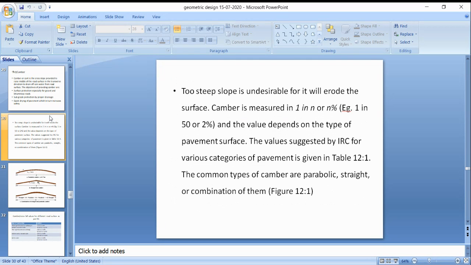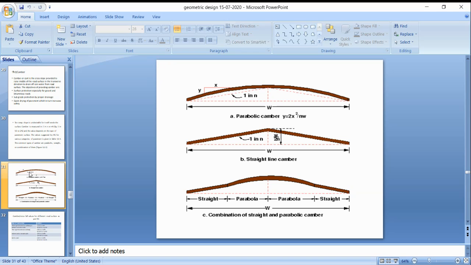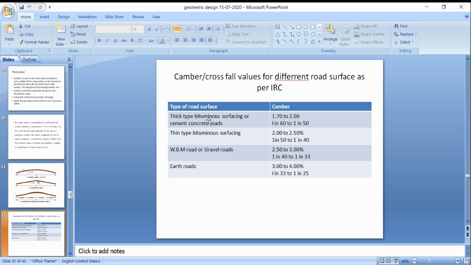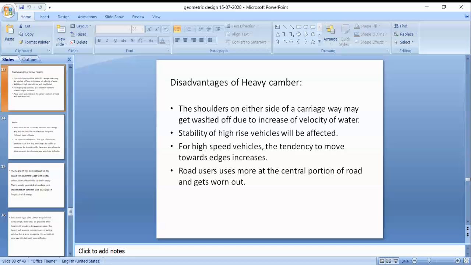At the center we are providing the alignment, the center line. The rise of the center of the carriageway with reference to the edge is called camber. The cross section of the road surface shows the convexity, with the highest point on the curved surface. So here we see the convexity.